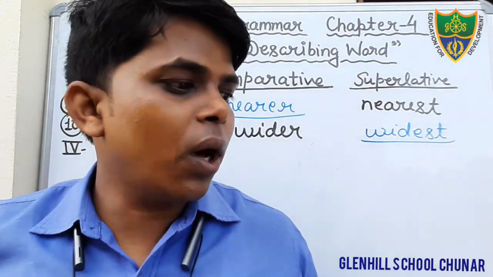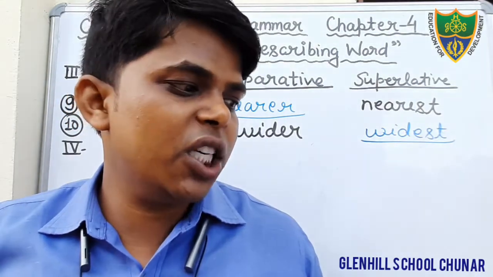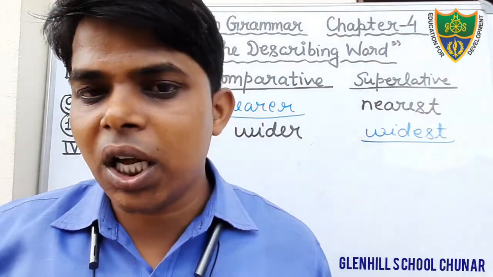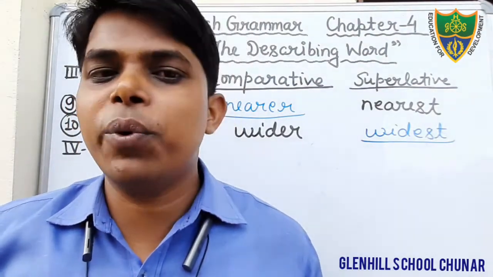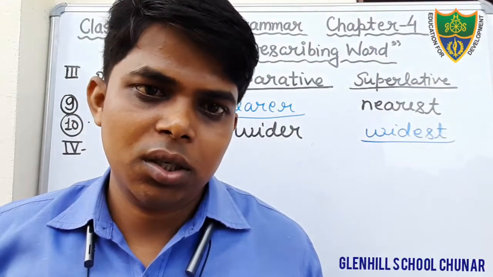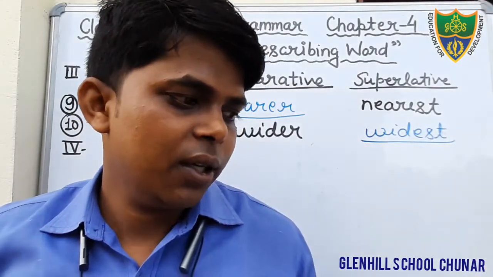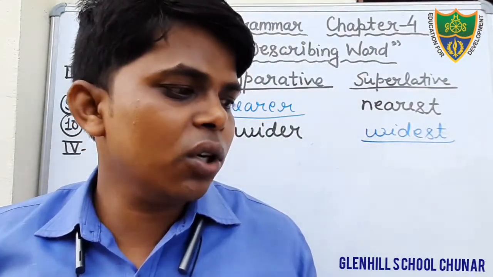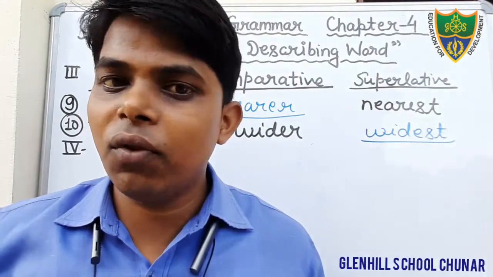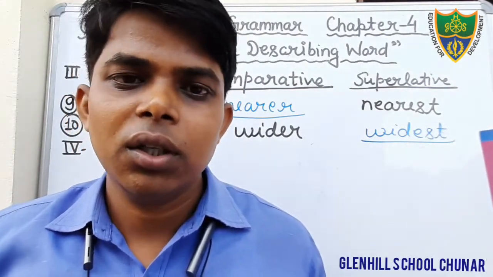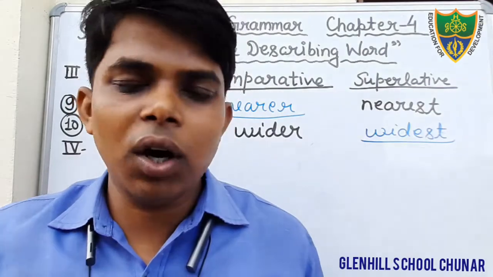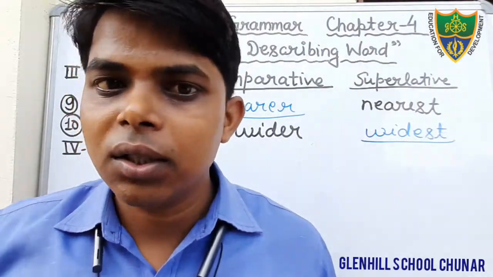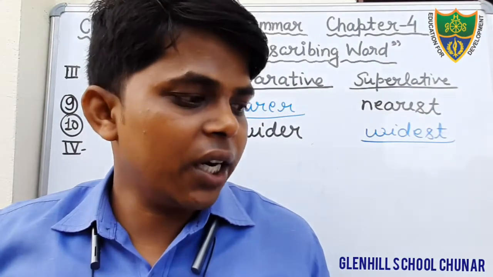Write the synonyms for each of the following adjectives in the space provided. There are so many adjectives given and space is already given, and you have to fill in the space given in the question. Okay? Follow the example. One example is given in your book. Beautiful. Beautiful is an adjective. And what would be the synonym of that? Pretty. It is already given.